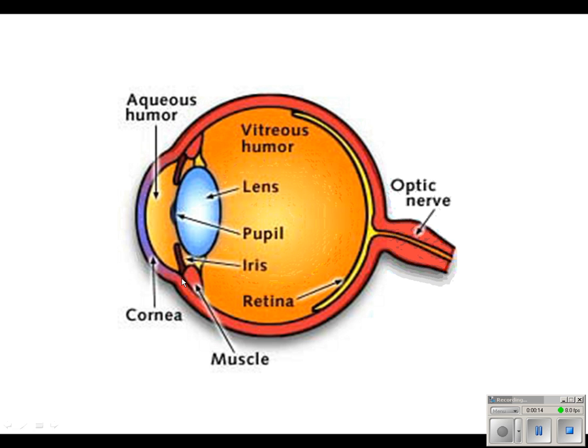We have the cornea, just in the front here, and then behind the cornea is aqueous humor, then the lens, which is held in place by different muscles. Around the lens, you'd see the iris, which is the colored part of the eye, and the pupil is the black opening that allows light into the eye. And behind the lens is the vitreous humor, more liquid.